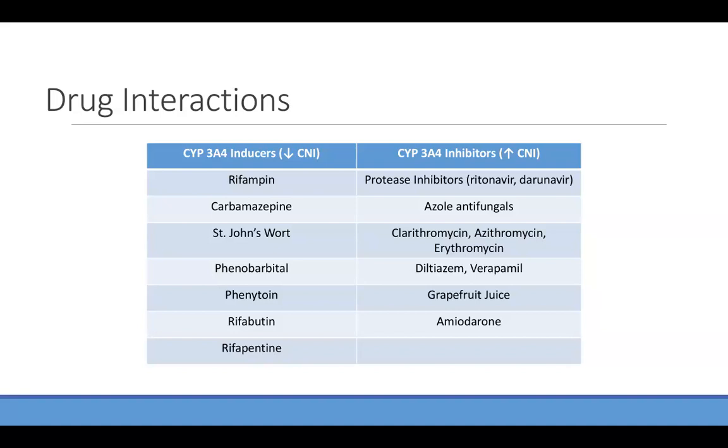In terms of our CYP3A4 inhibitors, which increase our CNI levels, those include our protease inhibitors, more specifically ritonavir, especially. So that's why if we start patients on Paxlovid outpatient for COVID, we would need to hold the patient's tacrolimus. Azole antifungals, more specifically voriconazole and posaconazole, have a higher degree of CYP inhibition than our fluconazole does. Clarithromycin, azithromycin, and erythromycin, followed by diltiazem and verapamil.